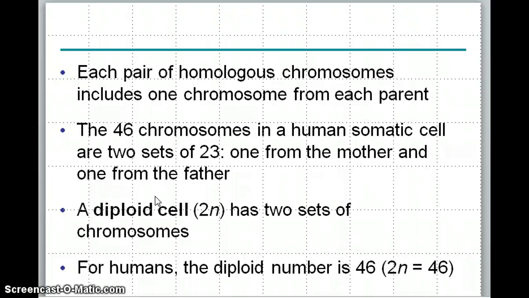Each pair of homologous chromosomes include one chromosome from each parent. So the 46 chromosomes in a human somatic cell are two sets of 23. One set of 23 from mom, one set of 23 from father. Alright, this diploid cell, which is abbreviated 2N, has two sets of chromosomes. So for humans, our diploid number is 46 because we have 23 from mom, 23 from dad. Okay? This should sound familiar. If not, please let me know and I'll be happy to go back through this with you.